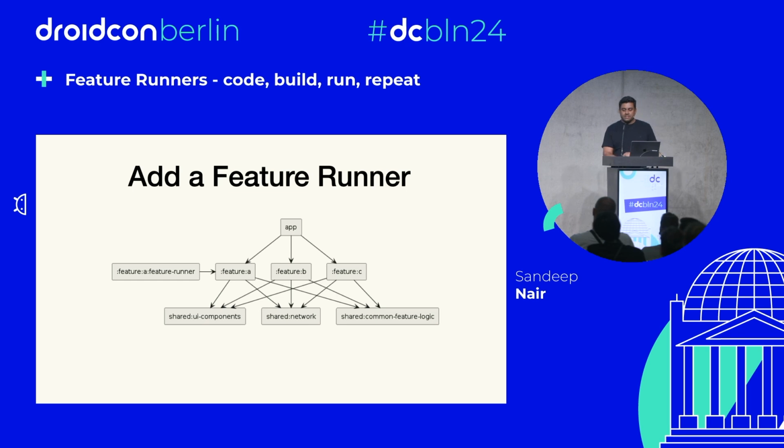Now let's add a feature runner. The feature runner is its own Gradle module. We're working on feature A, so we're only interested in that, and our feature runner depends only on feature A and indirectly on the common components, but not on the other features. Also, note that the app doesn't depend on the feature runner. So when you are actually doing an app build, your feature runner doesn't get built into the APK or the bundle.